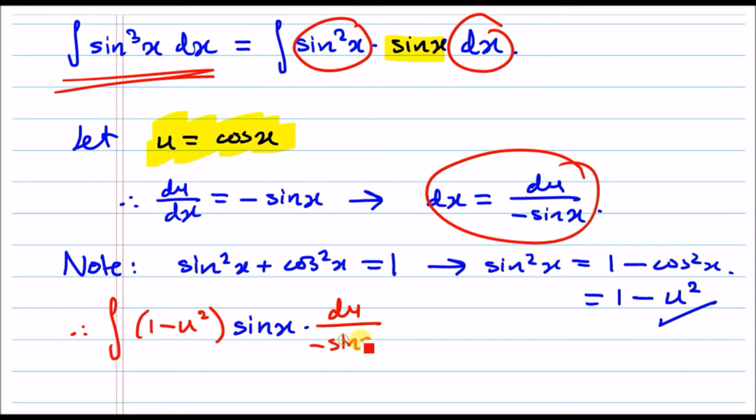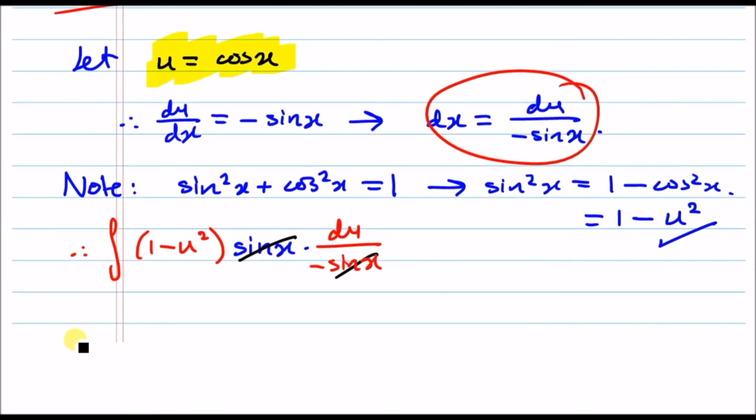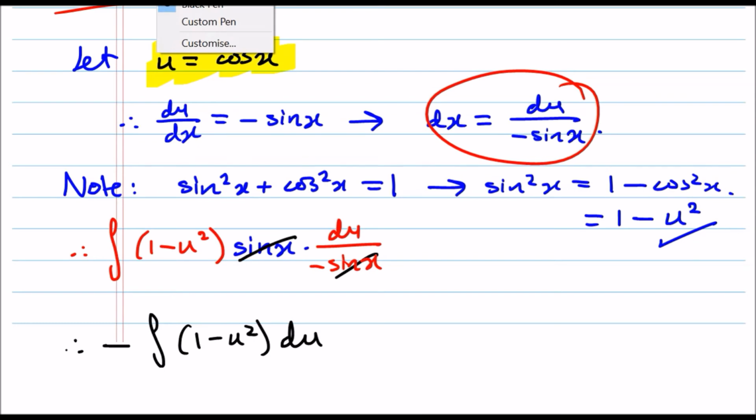Now here's where the magic happens, guys. So you've got sine x up and down. We can just whip it out, so that's gone. And you see that little negative there? Just throw that in front of the integral, so that just gets whipped out. Now all you're left with is 1 minus u squared du. And that's it. This is straight up easy.